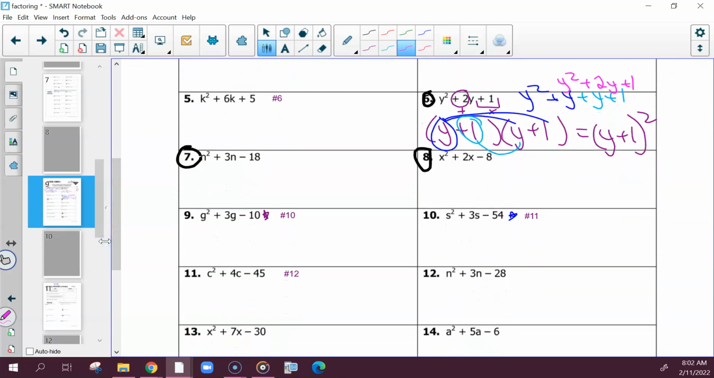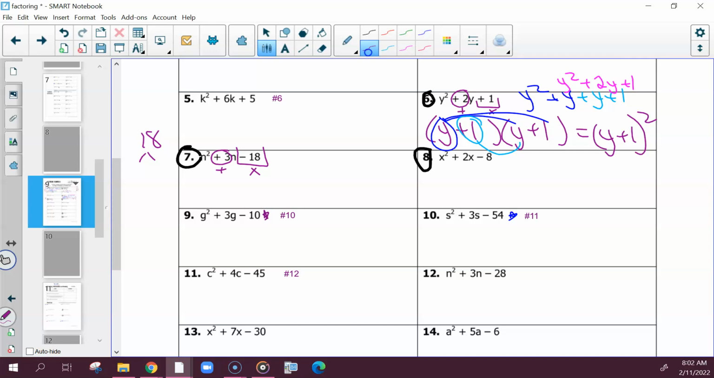So on number 7, I'm going to go ahead and make my factor tree again, and then we'll talk about what happens with the negatives. So now we need to multiply to a negative 18 and add to a positive 3. What are some factors of just 18 for now? We'll deal with the negative in a minute.